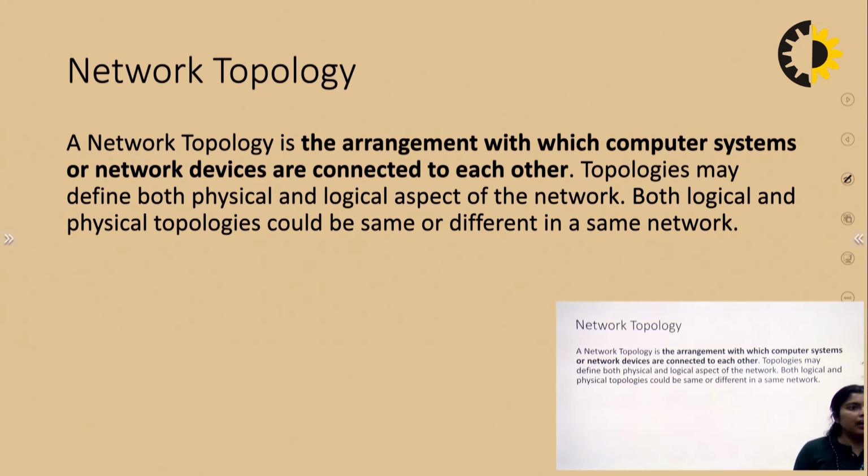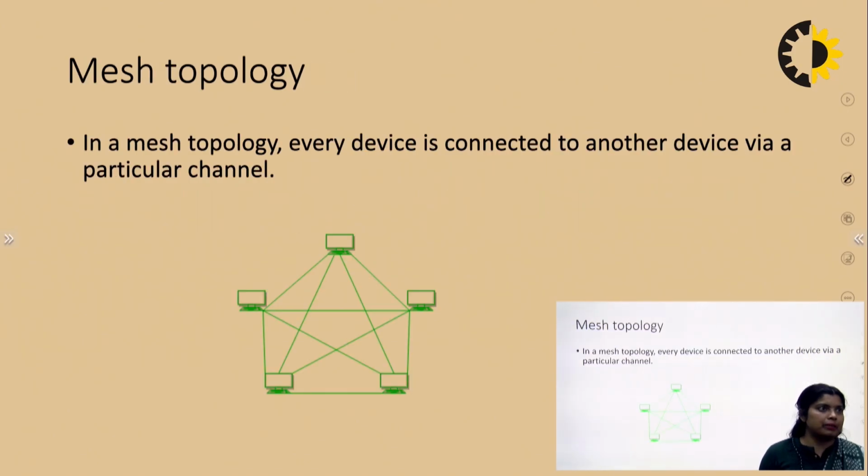In simple language, network topology is the arrangement with which computer systems or network devices are connected together. There is a physical and a logical aspect of the network. So network topology is the graphical representation of the nodes. The first is the mesh topology.